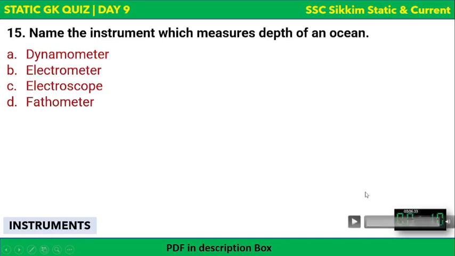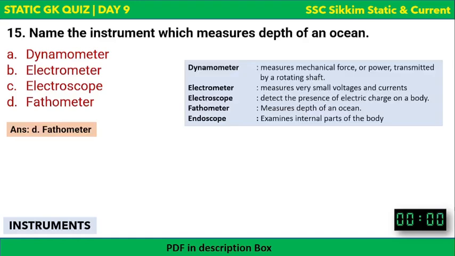Next, name the instrument which measures depth of an ocean. Now this is quite challenging. Which measures depth of an ocean? Dynamometer, electrometer, electroscope, or fathometer. So the instrument which measures the depth of the ocean is the fathometer.